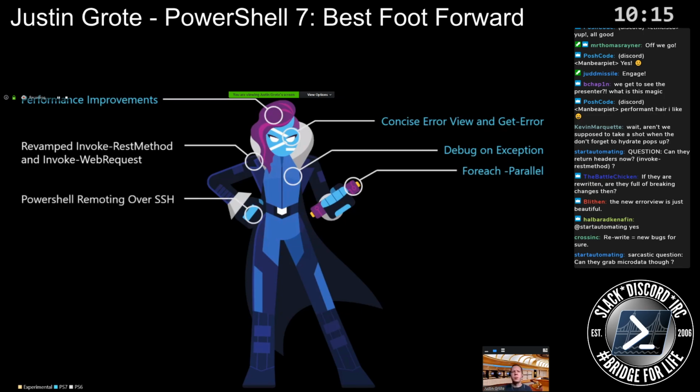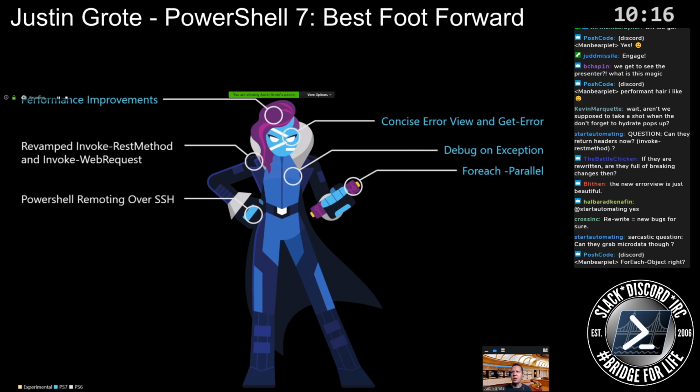PowerShell remoting now supports SSH. So if you have a Linux system with SSH, or even a Windows system using the OpenSSH server, you can now use SSH as your transport, in addition to WinRM, the traditional way you've had. It can just be done over SSH.